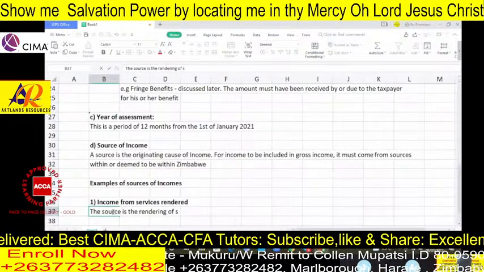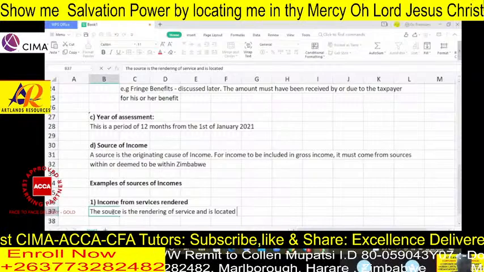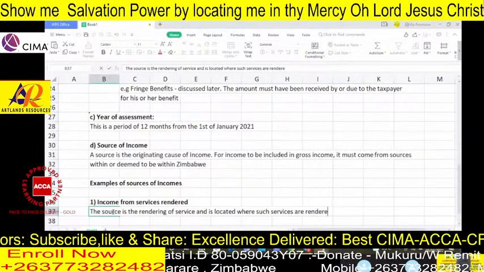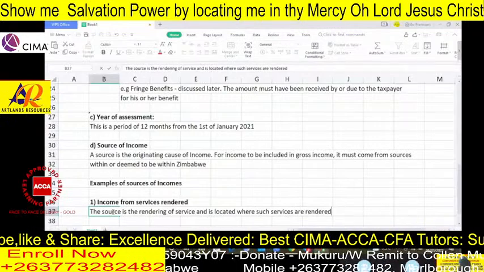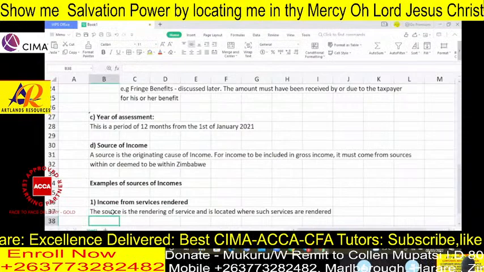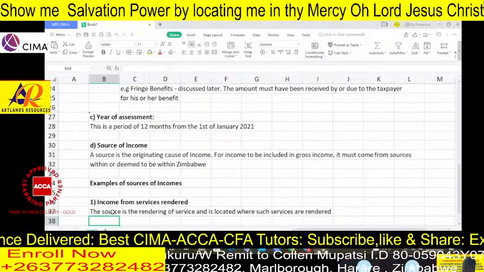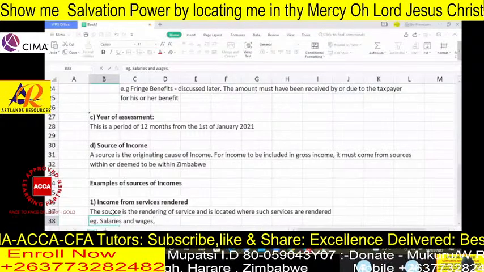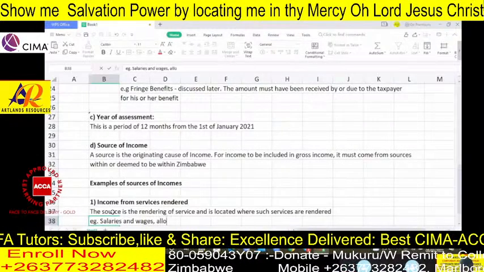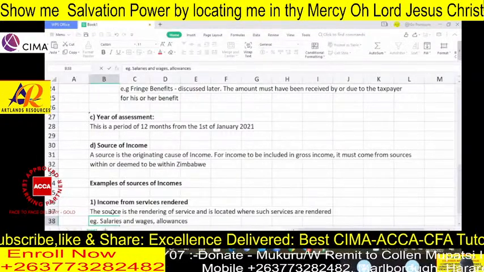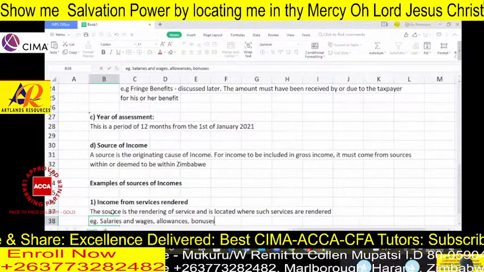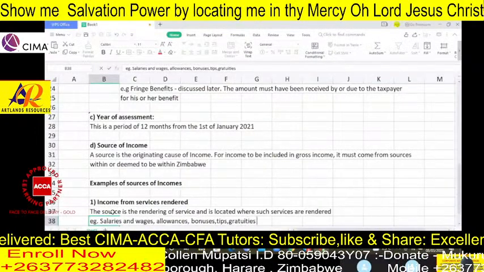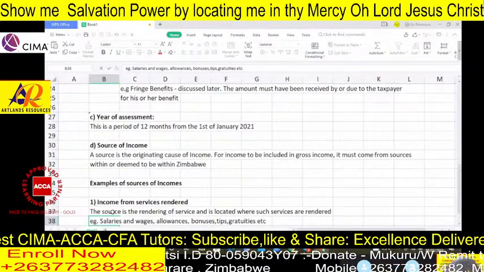and is located where such services are rendered. You know, this is so important. The source is the rendering of service and is located where such services are rendered, e.g. salaries and wages, allowances, bonuses, tips, gratuities. You know, that's the source.